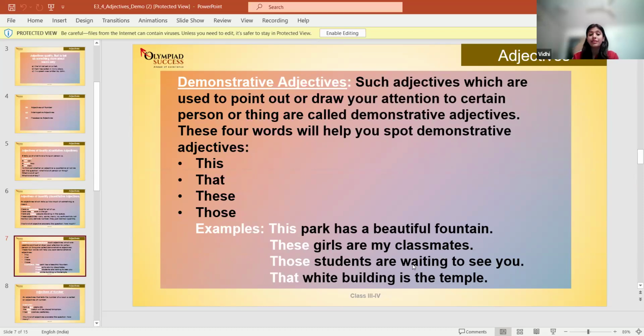These girls are my classmates. So what are we talking about? The girls. Yes. So the word these is a demonstrative adjective because it is talking about a particular group of girls who are your classmates. Those students are waiting to see you. Those. Yes, students. That white building is the temple. So what are we pointing out? White building. Yes, so that. So the words this, that, these, those present demonstrative adjectives. They will help you to spot demonstrative adjectives. Clear? Yes. Any doubt? No.